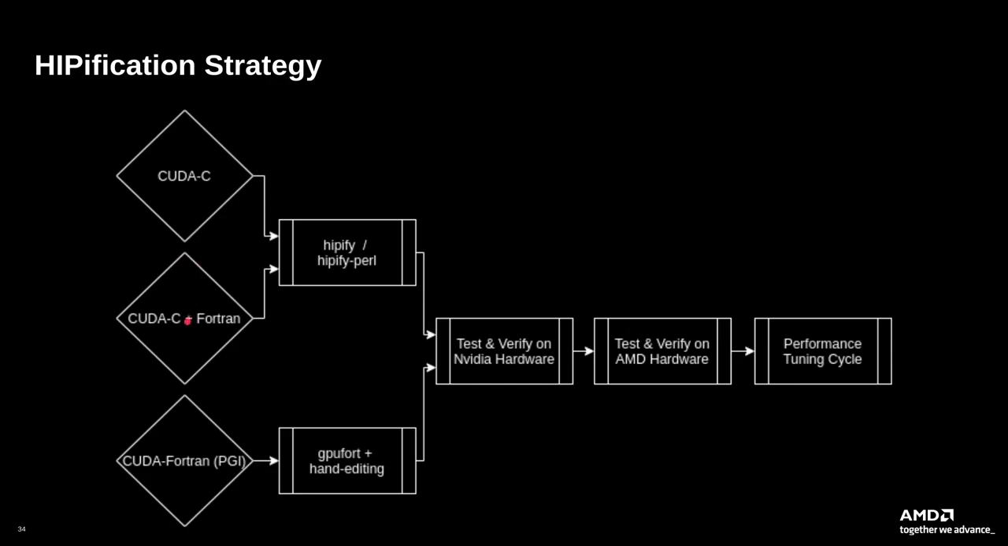If you're at CUDA C and CUDA C plus Fortran, you can use the hipify scripts, or hipify Perl scripts, to convert your CUDA code to hip code. And then you have some adjustments to make to your make system to get things working properly. With CUDA Fortran, there's another tool called GPUFORT. It takes a little bit more hand editing with this route because this tool is still actively under development, but it gives you one route towards doing that.